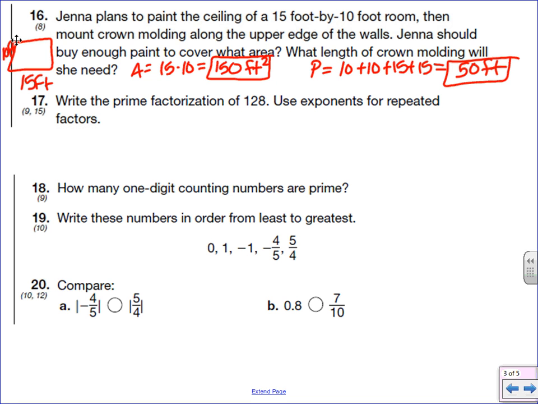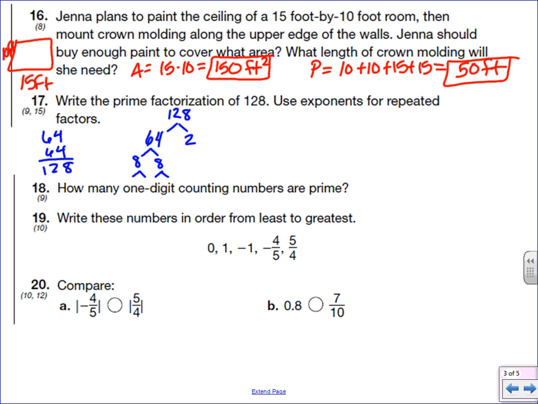Write the prime factorization of 128. Well, I start with my factor tree, and I say what two numbers, when I multiply them together, give me 128. And 64 and 2 gives me 128. Let me double check that. Yep, okay. So, then I ask the question, what two numbers multiply to give me 64? 8 and 8. What two numbers multiply to give me 8?